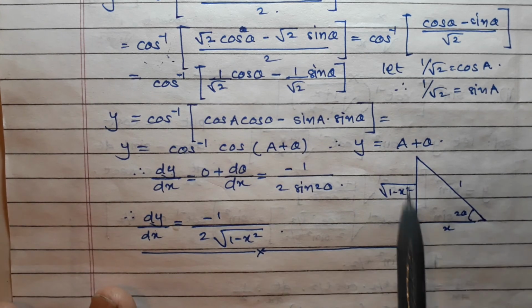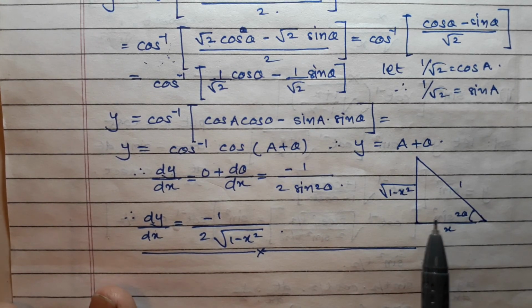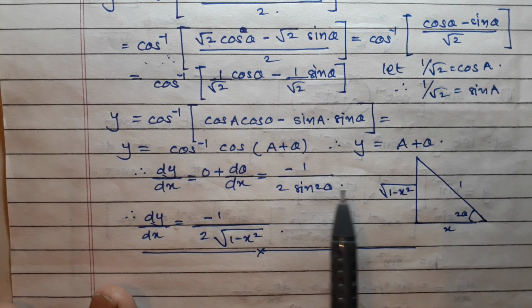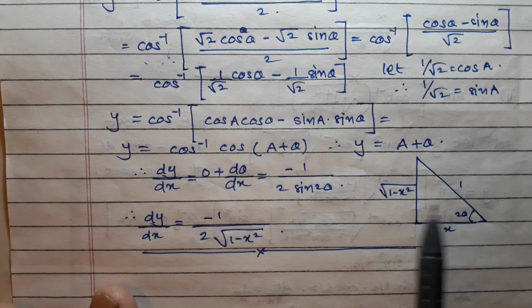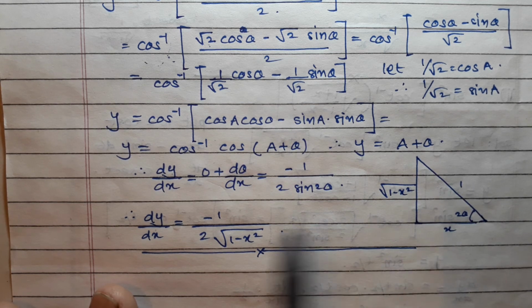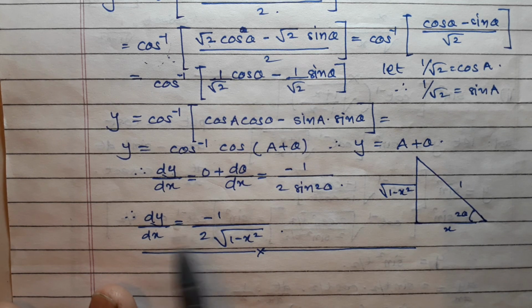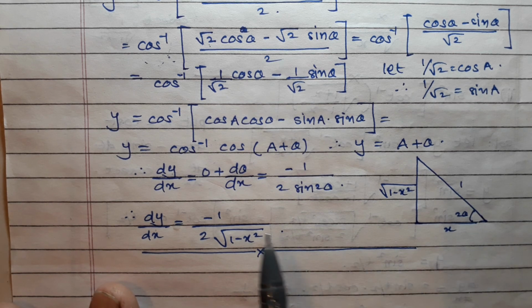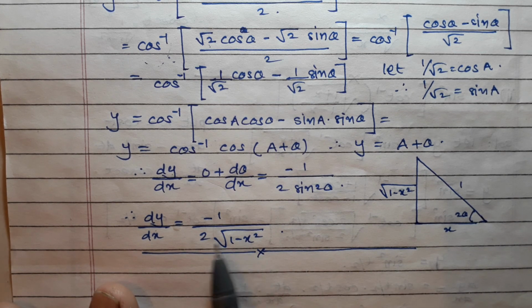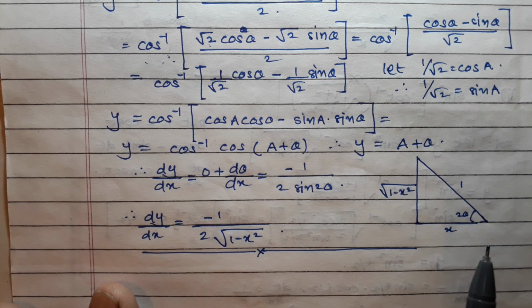And now by means of this triangle find the value of sin 2 theta. Suppose this angle is equal to 2 theta, then cos 2 theta is equal to x, so dy/dx is equal to minus 1 upon 2 into root 1 minus x square. Okay.